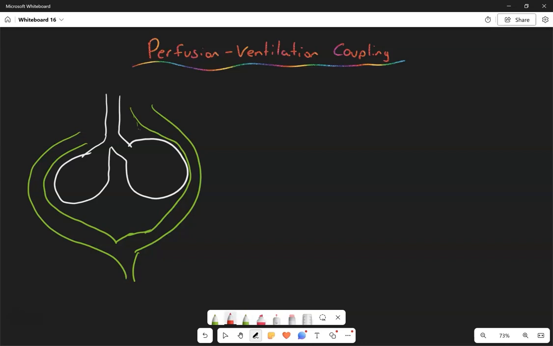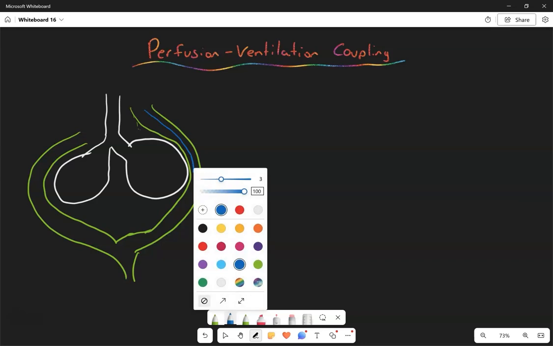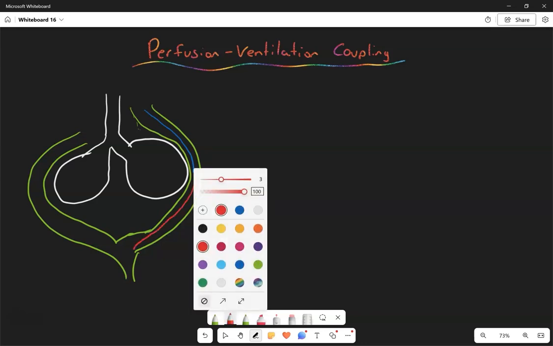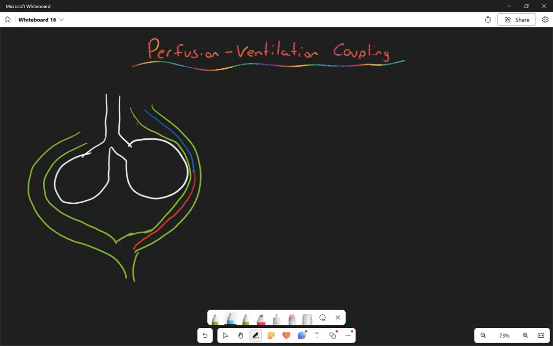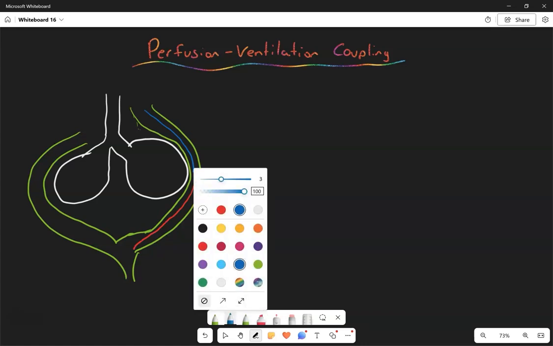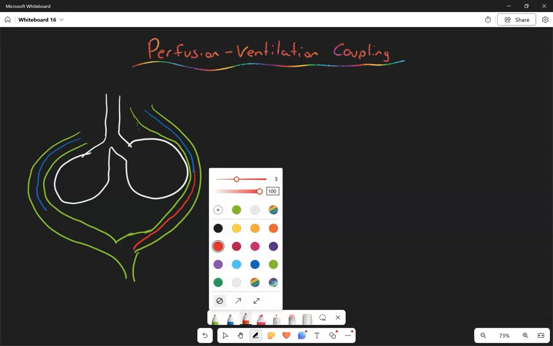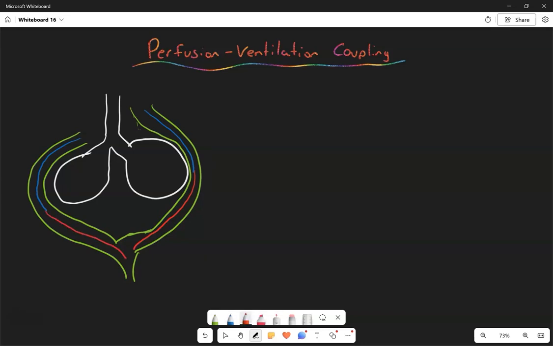Right? As the blood runs over it, it's going to have deoxygenated blood, and then essentially it is going to pick up oxygen and become oxygenated. Same thing is going to happen over here, where we're going to have our deoxygenated blood. As it runs over top of the alveoli, it will pick up oxygen and become oxygenated, which is good, right?